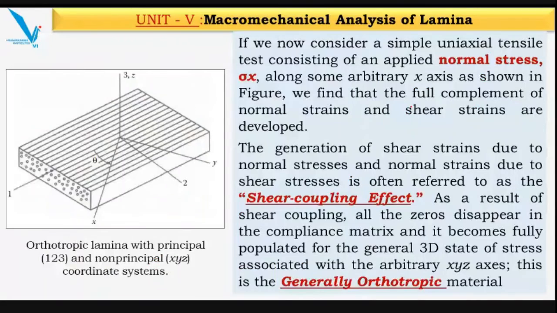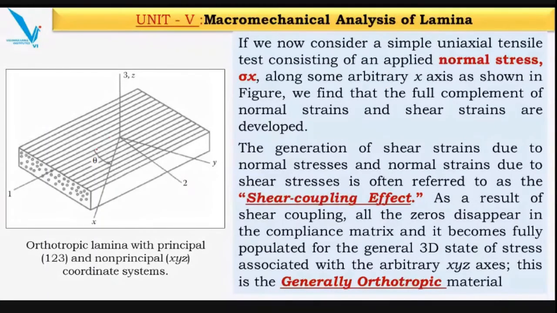Now one more concept I want to discuss. You can see here there are two coordinate systems. 1, 2, 3 are along the fiber orientations, whereas X, Y, Z are at any angle theta.